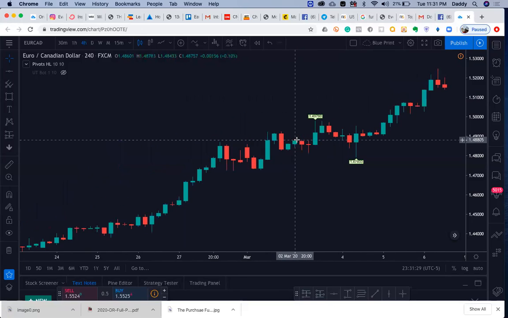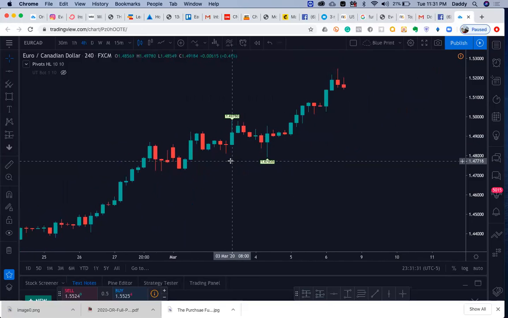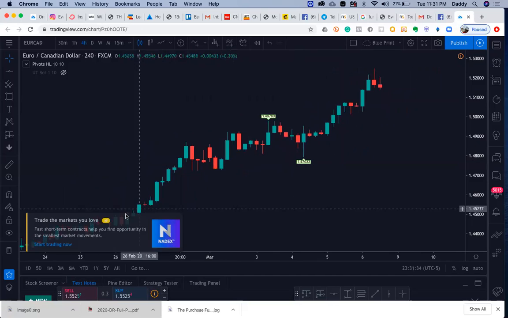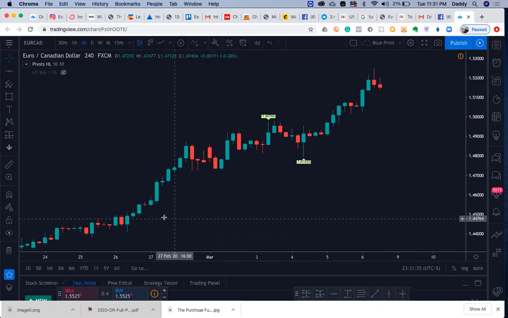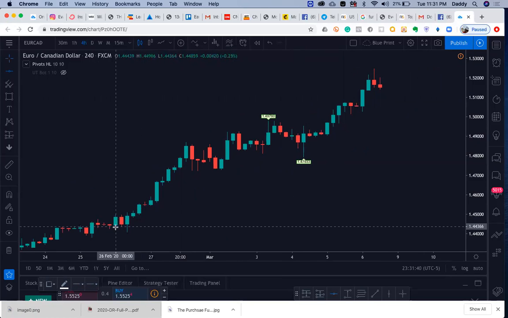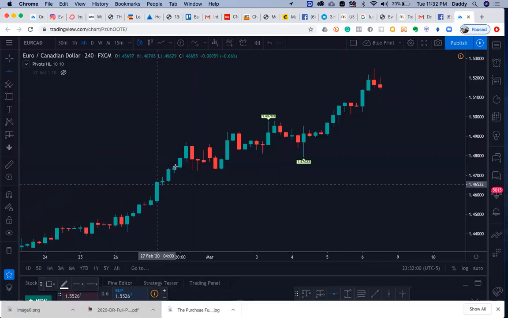Okay. So here's how I want you to look at this. You see how price, let's start from right here. I want you to watch this. When price starts moving up, it keeps moving up, up, up, and it gets here. What does it do? It makes a what? A red candle.